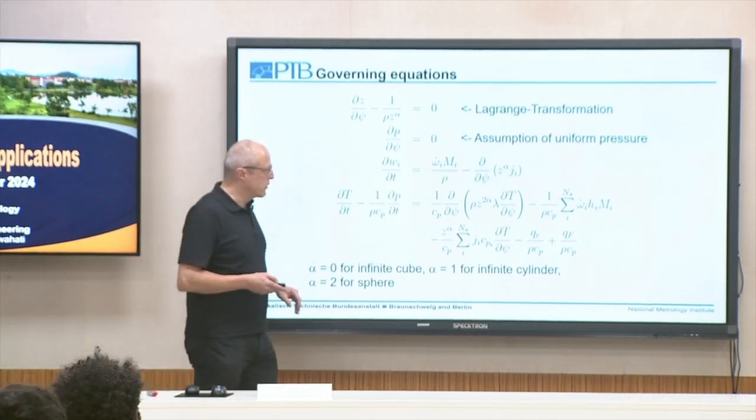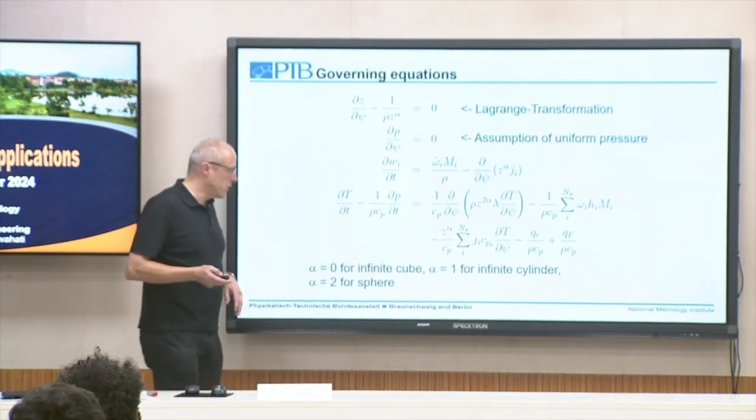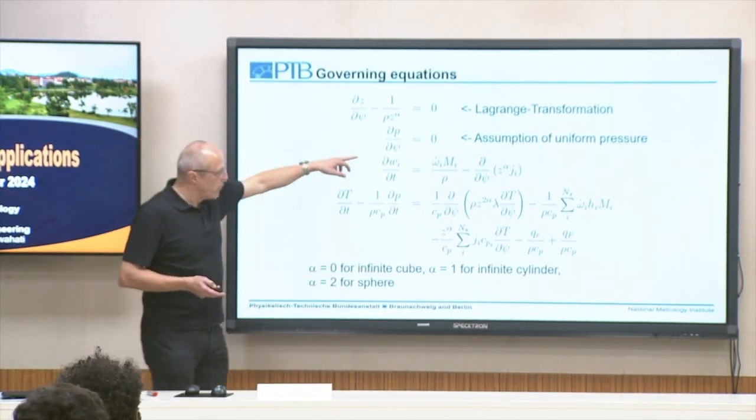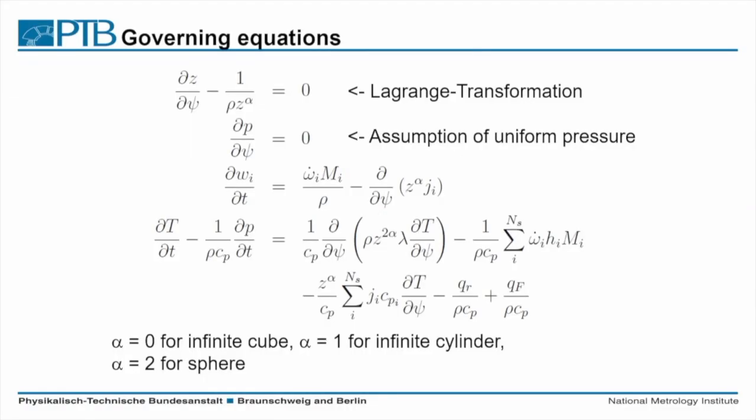Now the equations look of course a little bit different, but this we can solve, and you see here this alpha. Alpha means, so we can use it either with alpha 0, 1 or 2 for infinite cube and cylindrical configuration, or for a spherical configuration.